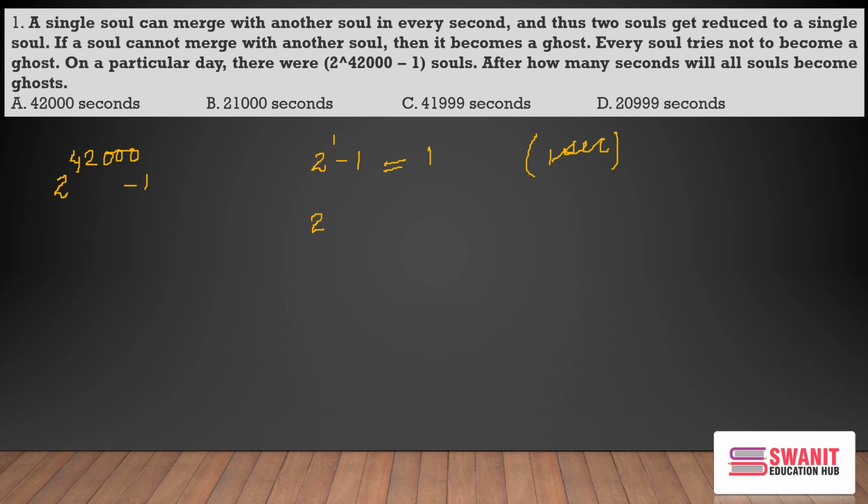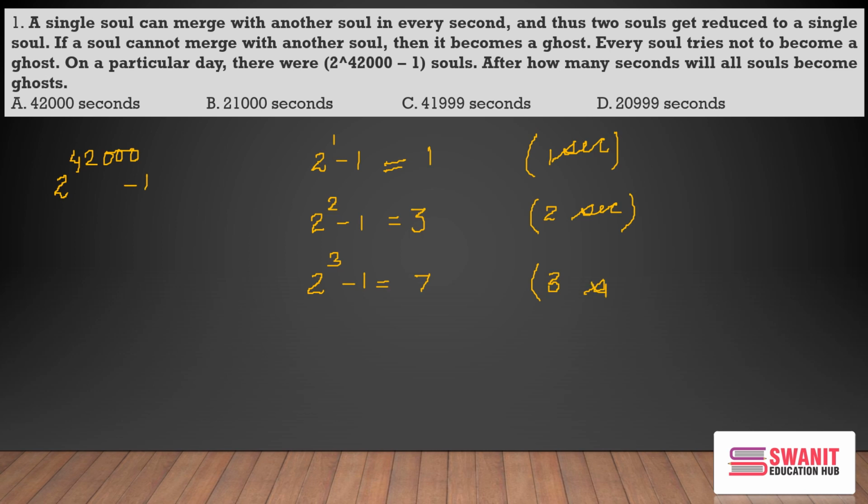Similarly, if I talk about 2 raised to the power 2 minus 1, I have increased the number. So there are 3 souls now in this case, out of which, according to the question, 2 souls will combine and form a single soul, whereas one will be in ghost form. So I require 2 seconds for such a conversion. Let's take one more variety, 2 raised to the power 3 minus 1, which gives me 7. So there will be 3 pairs of souls converting into single souls and one extra soul converting into a ghost. So for 3 pairs, I would need 3 seconds for the conversion.